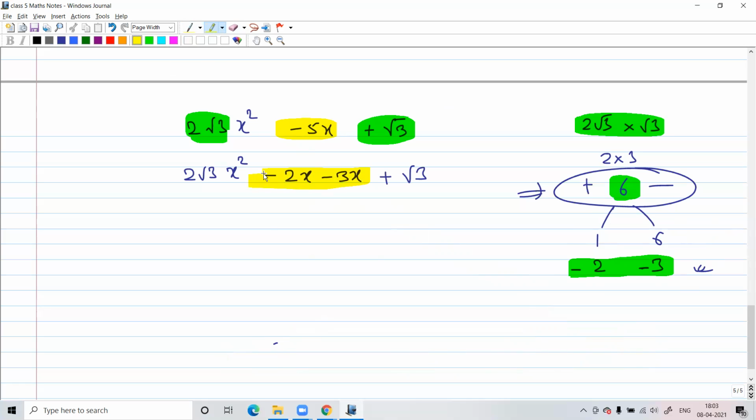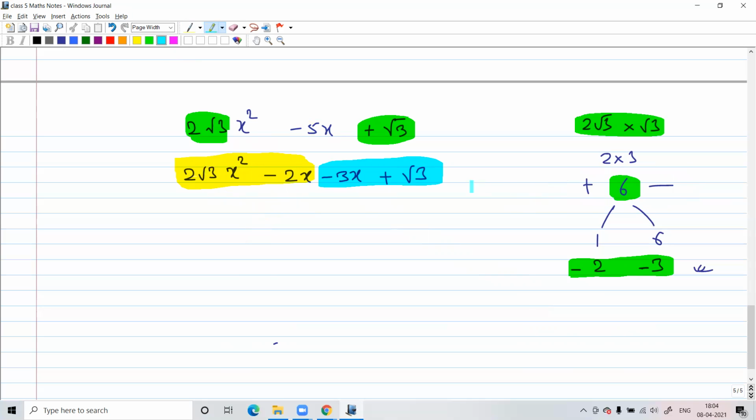Now the bigger problem, how to do the factorization from here. For that, what we are going to do, we are going to take the first two terms together and see what is common between them. And then we will take the second two terms together and we'll see what is common between them. That is what we do, right?